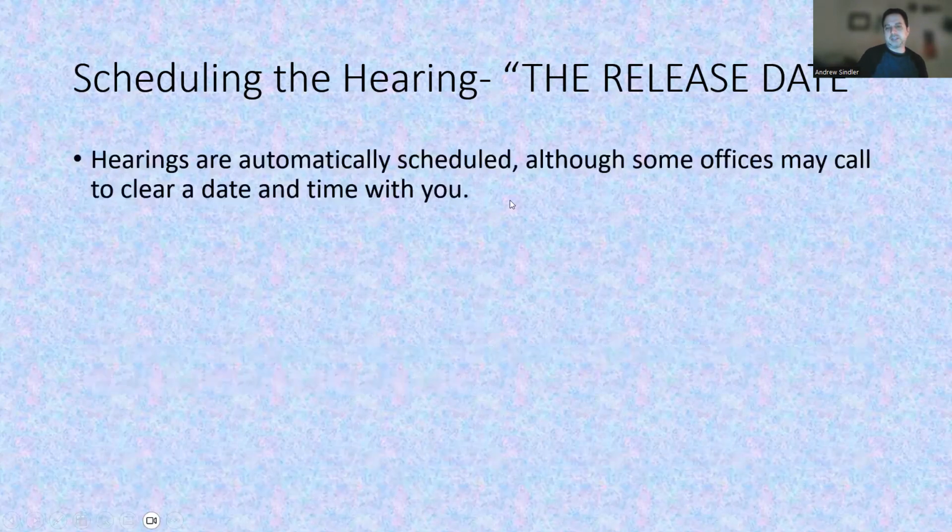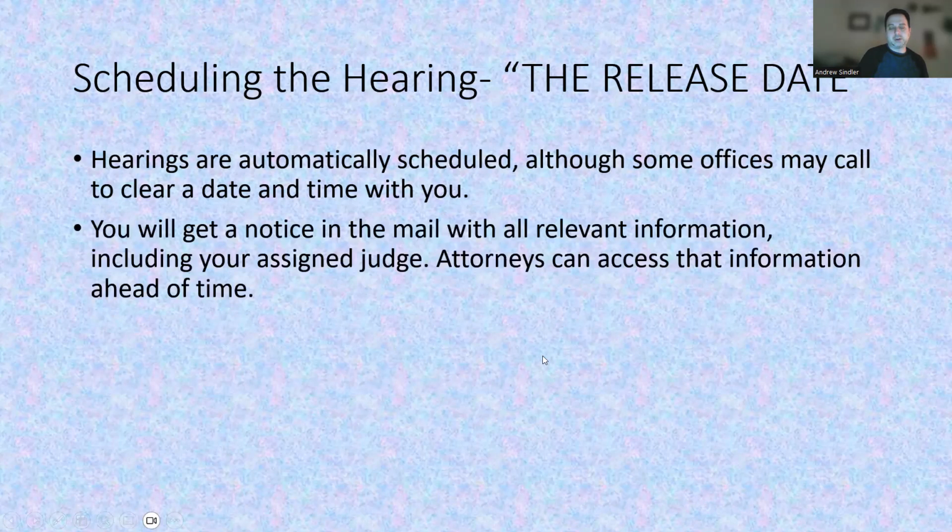Hearings are automatically scheduled, although some offices may call to clear a date and time with you. I've had offices that'll call me as the attorney to do that, even though they have my calendar of availability. But either way, once they are scheduled, those notices come out. And it'll have all the relevant information, including your assigned judge at that point.